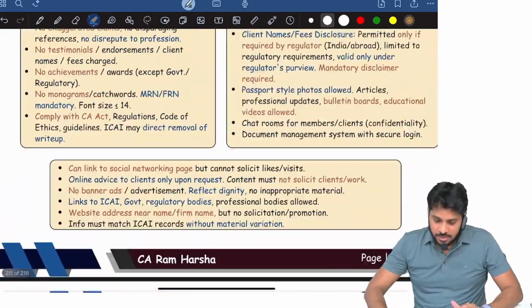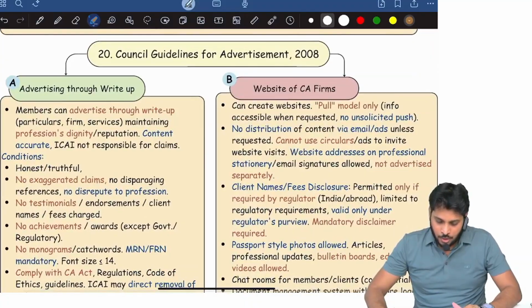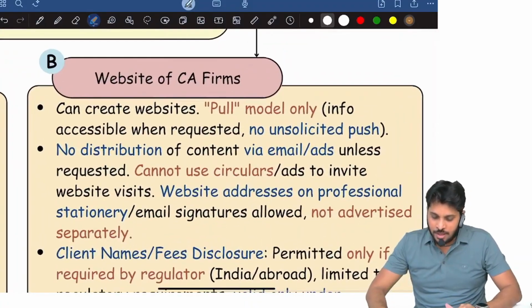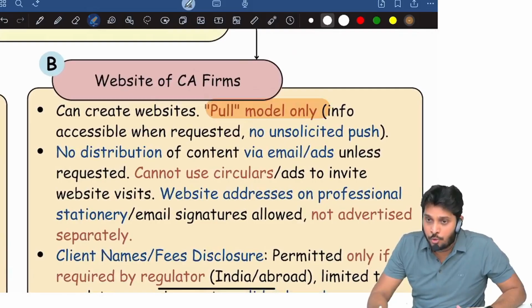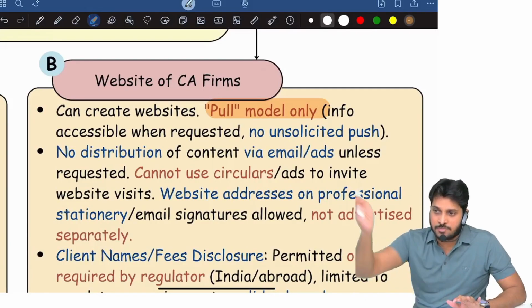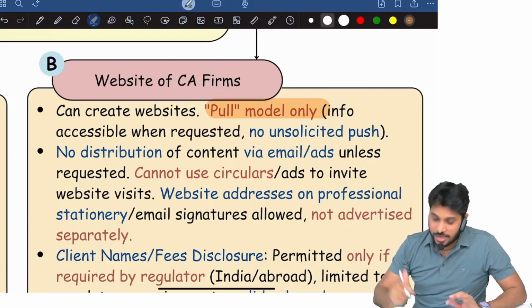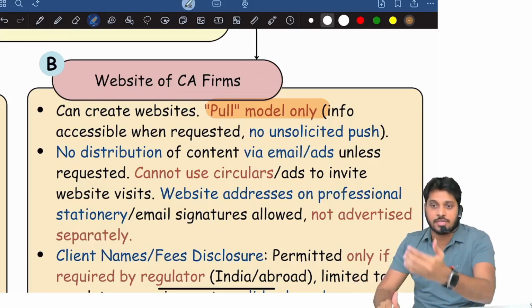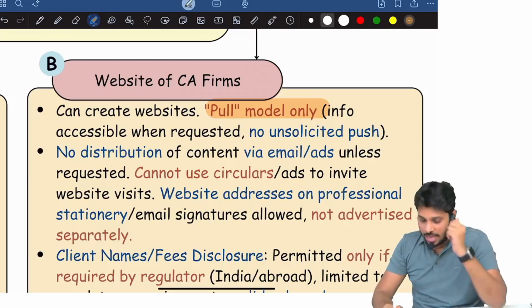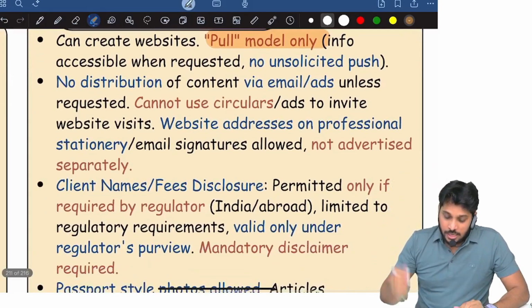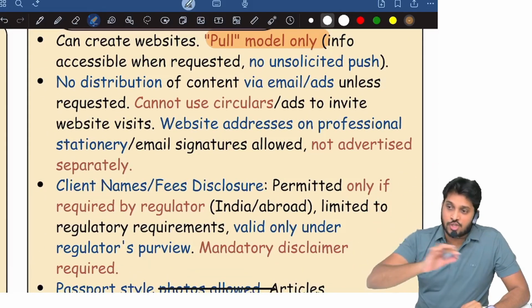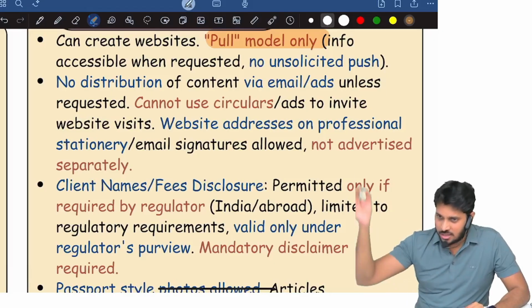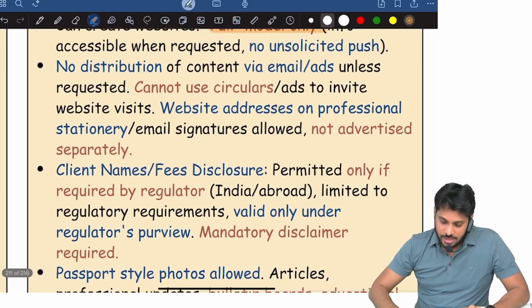Next, then we have various guidelines. Website has to work only on pull mode. Yes or no? Best audit firm, your website coming up, no, it should not. It should come on pull mode. Only if the full address is typed in, only your website should be accessible, otherwise it should not be accessible. And in your website, there should not be any advertisements. Third party advertisements and all should not be there on the website.